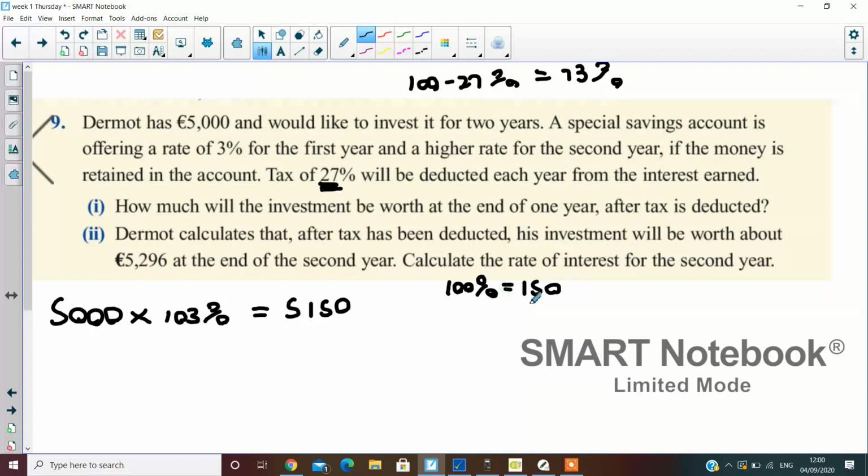So if 100% of the interest is €150, what amount is 73%? So what do I need to do? Divide by 100 and multiply by 73, and what do you get? Is everybody happy with 109.50? Yeah? Okay. Yes, sir. Not every time, but in this case, yes.